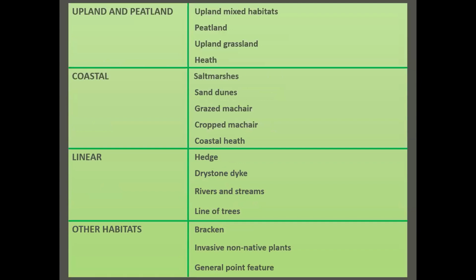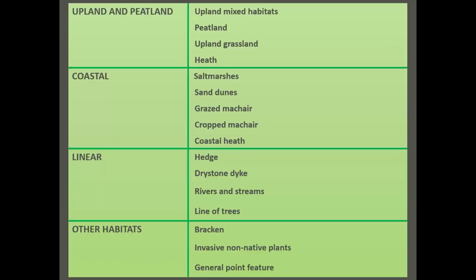The last 4 are uplands and peatlands, which cover the various habitat types you'd find off and above the hill dike or in peatland; coastal categories; linear features, so again that's got hedges, dikes, rivers and streams, and trees; and then the only other habitats that you have to map are bracken, but that's only bracken where there's no grazing ground underneath, so dense bracken; invasive non-native plants, which can be marked as a point feature or an area; and other general point features, which could be things like archaeological sites or ponds, things like that.